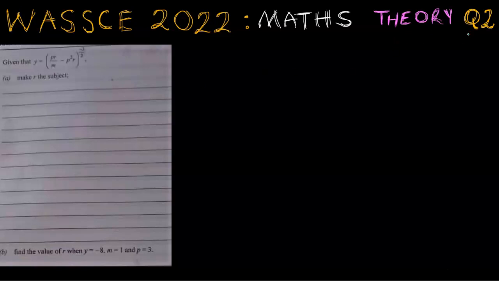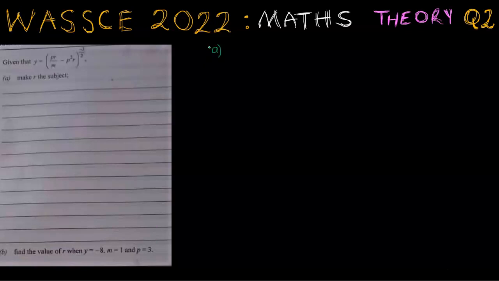This is theory question 2 in 2022 WAEC. It says, given that y equals (PR over m minus p squared r) in brackets, then raised to the power of negative 3 over 2, A, make r the subject, and B, find the value of r when y equals negative 8, m equals 1, and p equals 3.